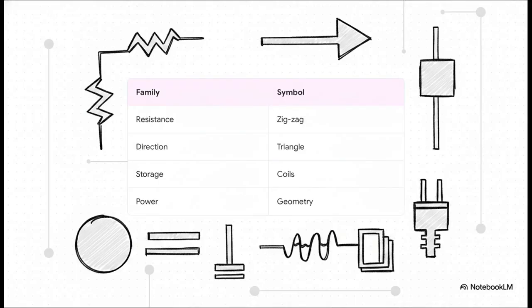So let's lock in this new alphabet. We've taken messy physical reality and perfectly translated it into neat, standardized symbols. We have resistance acting as our brakes with jagged zigzags. Direction, our traffic cops, shown by that rigid one-way triangle and line. We have storage components mapped directly by parallel lines and physical coils. And finally, power and grounding, defined elegantly by pure geometry.